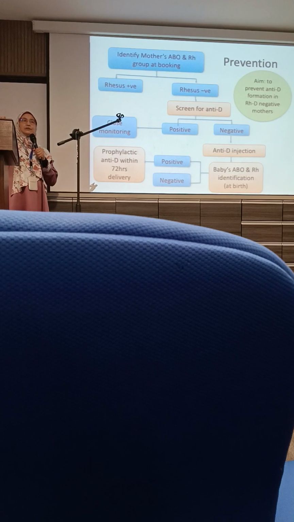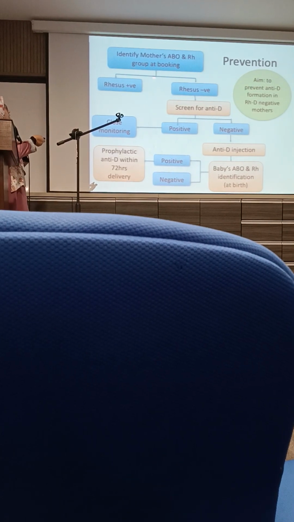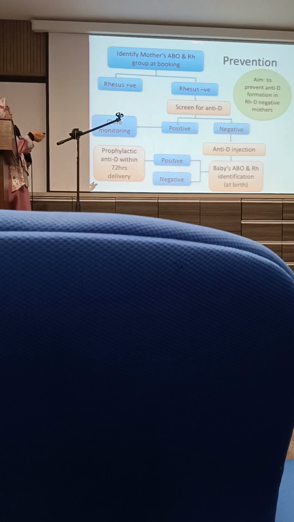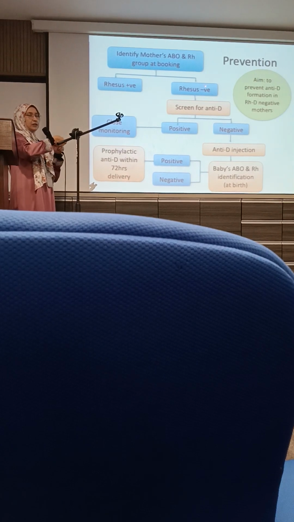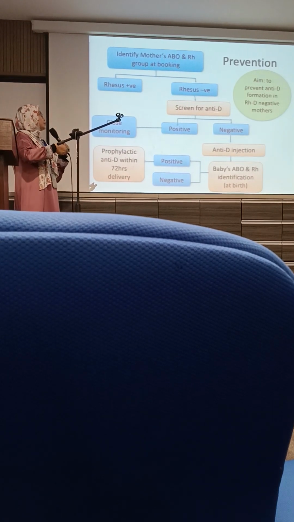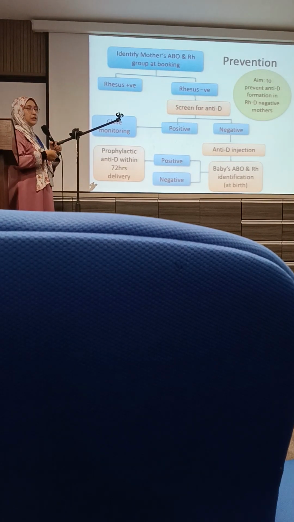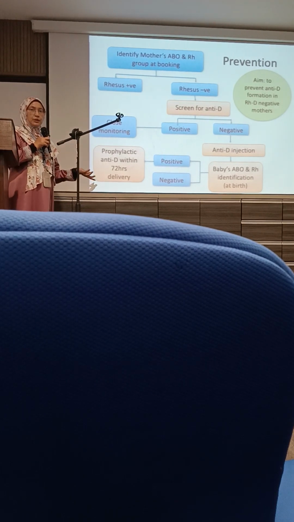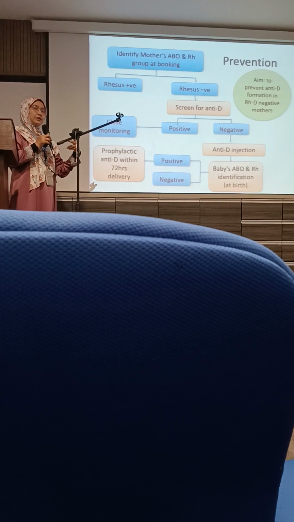So the prevention, dah belajar? Prevention of hemolytic disease of newborn. Okay, you identify the mother's ABO and rhesus group at booking. This is routine at booking pregnant mother. If mother is rhesus positive, tak ada masalah. If mother is rhesus negative, then you have to be careful. You screen for anti-D. Tengok mother tu ada tak anti-D in the serum. Kalau dia ada anti-D, maksudnya dia pernah expose to rhesus positive cells. Sebab ABO and rhesus ni dia terbalik kan. Kalau ABO, you group A, you ada B antibody kan. But in rhesus, you tak ada antibody tu unless you are exposed.